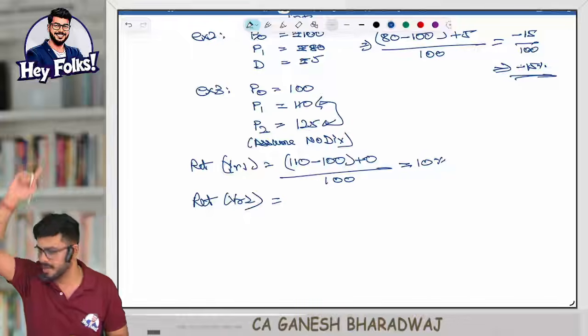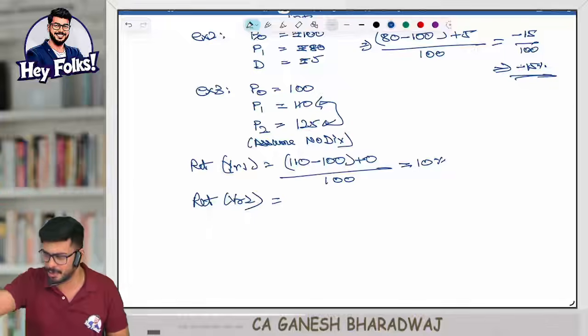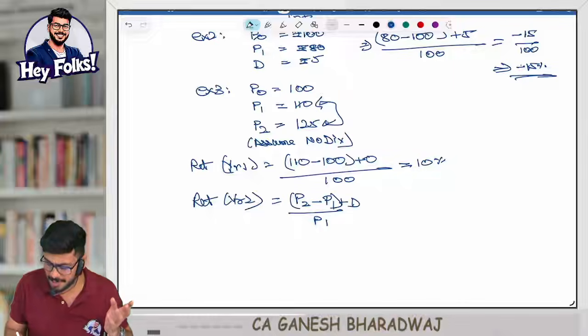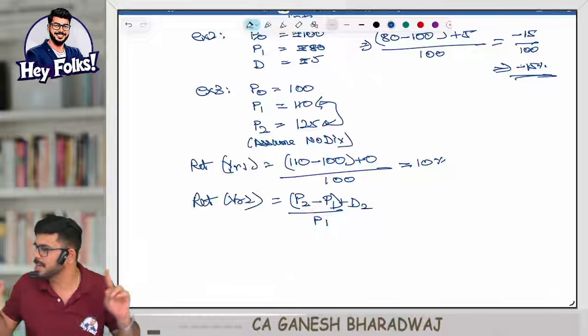Guys, are you able to understand? Which means here, what should be the formula? You guys tell me. It should be P2 minus P1 divided by P1. Yes, of course, here plus D will always come. It's the second year's dividend, right? Are you all able to understand? That's about it.